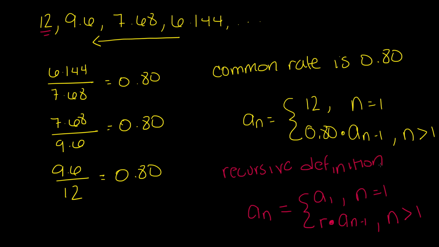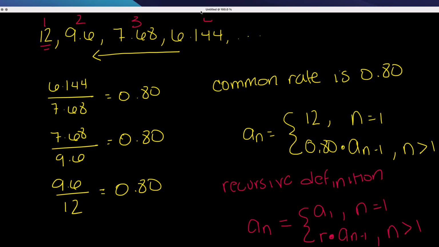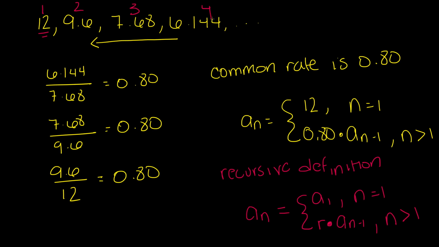I hope this helped you find the common ratio and find the first term. By the way, this is term 1, 2, 3, and 4. That helps you get your recursive definition. Like I said, there are 2 of these: the recursive and the explicit, and we will get into the explicit at a later time.